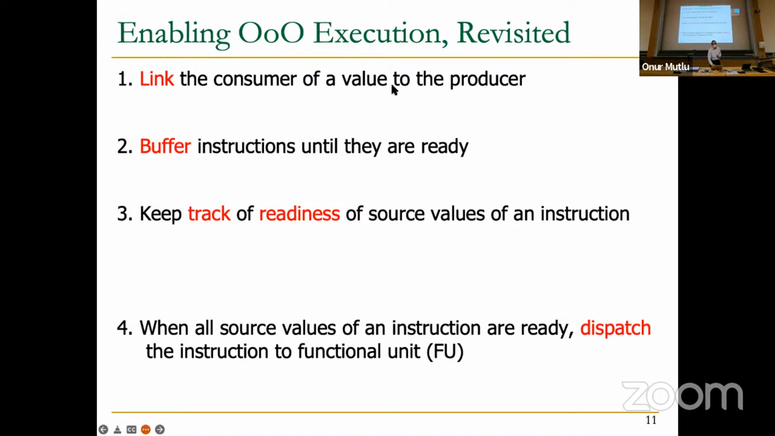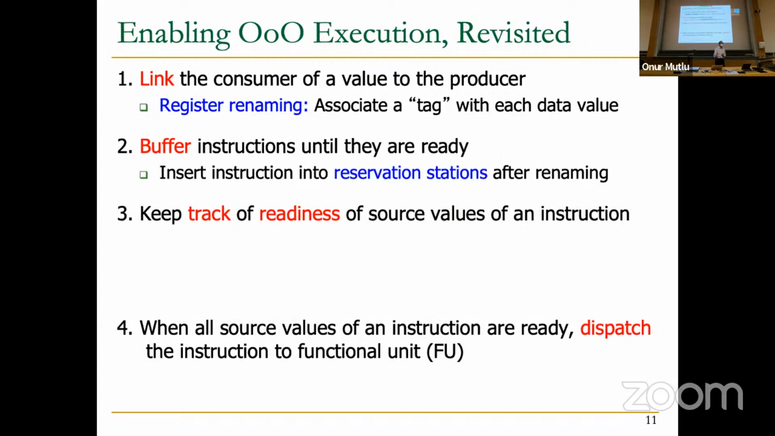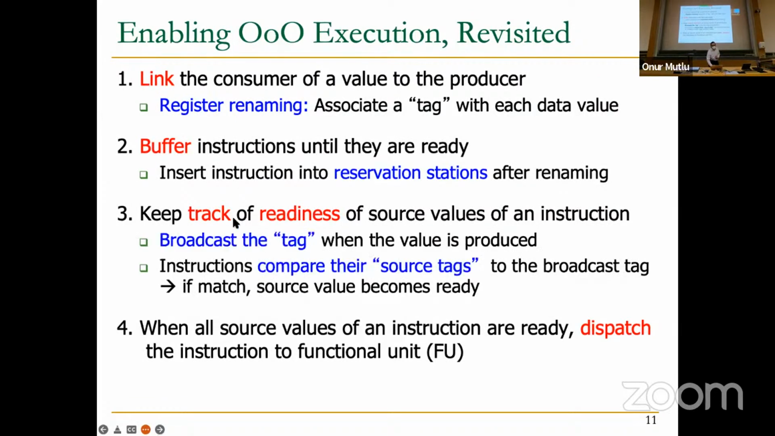Link means link the consumer of a value to the producer so that the consumer gets the correct value. This happens via register renaming. You associate a tag with each data value. Buffer means we buffer instructions until they're ready, and every instruction gets buffered. You insert the instruction into the reservation stations after renaming. And in the reservation stations, you keep track of the readiness of source values of every instruction. An instruction, when it executes, broadcasts a tag when it produces the value. And instructions compare their source tags to the broadcast tag. If there's a match, the source value becomes ready. And once you become ready, you get dispatched into the functional unit.